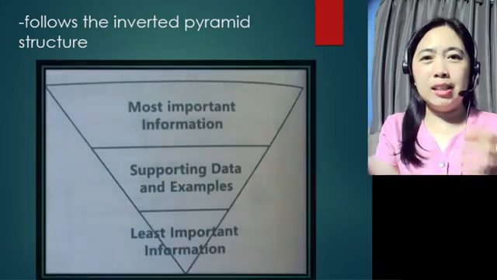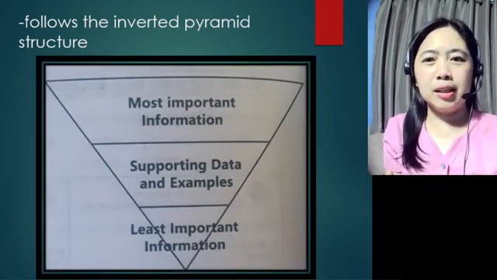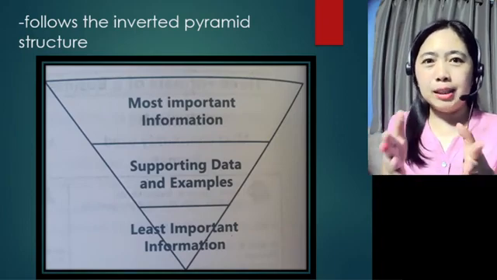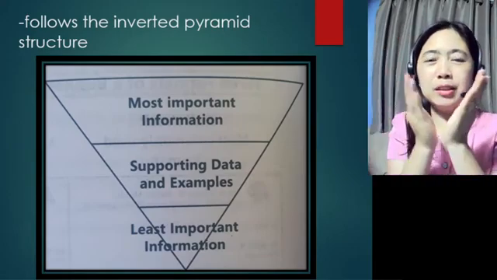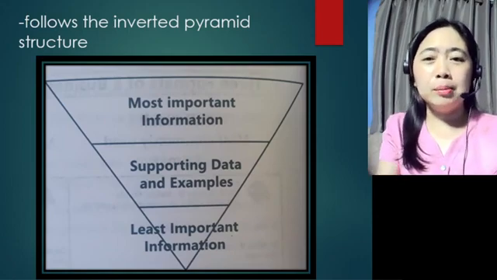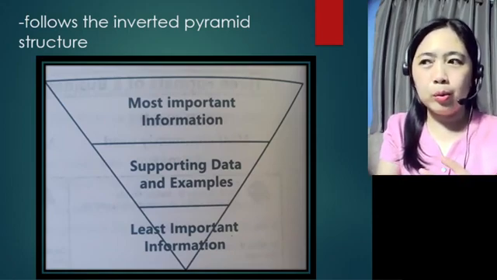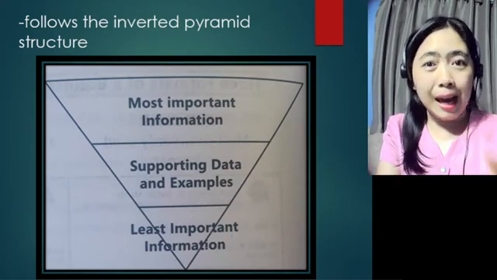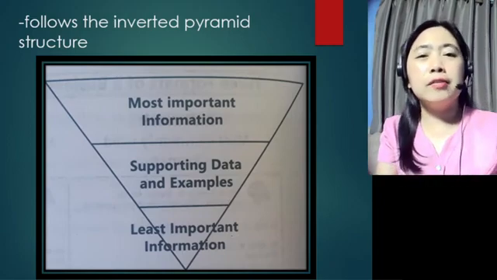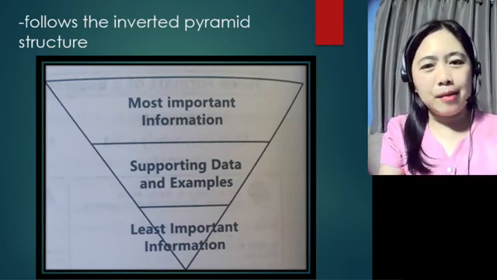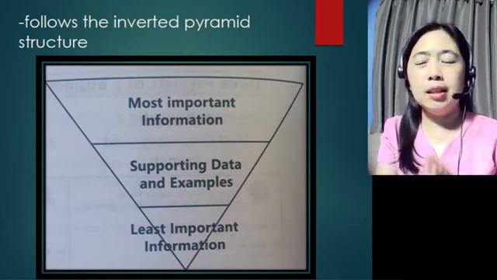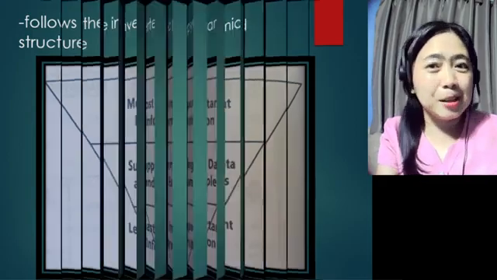So it's basically using the inverted pyramid. It was also explained in the previous video that it looks like this. The inverted pyramid is one in which the pointed part is on the bottom. Which means when you write a memo, whatever type of memo it is, your most important information should be on the first part. Then you'll have supporting data for your examples, and the least important information should be on the bottom part. I hope that's clear.